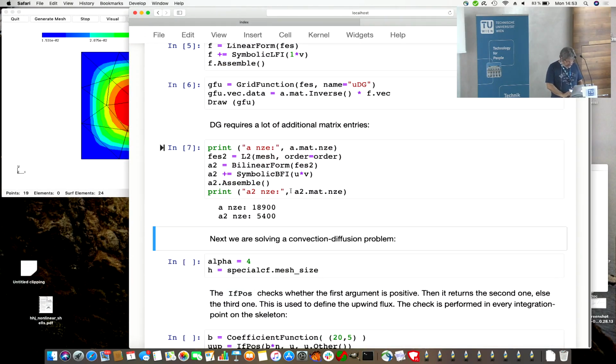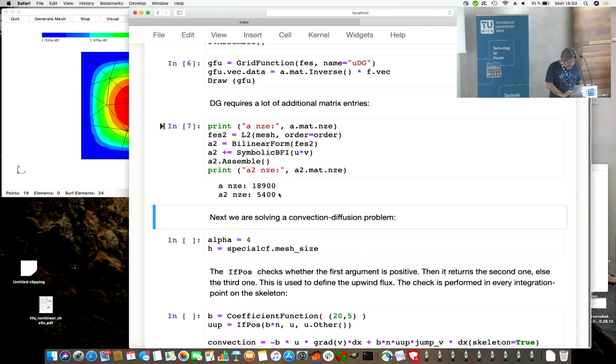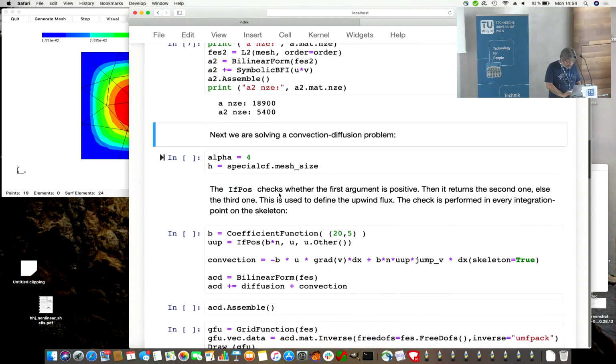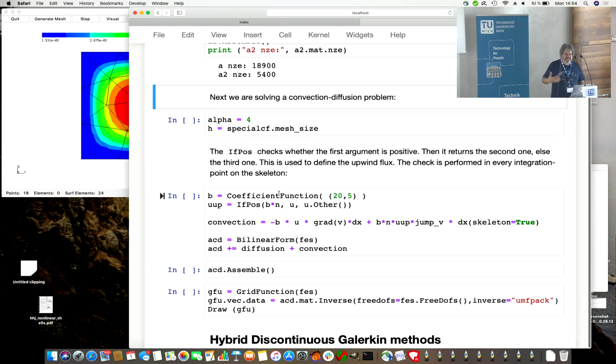Okay, but if you look at the number of non-zero entries in the DG matrix and you compare it to the number of matrix entries, if you have a simple L2 bilinear form, you see many more matrix entries. Okay, no advantage for the Poisson equation. But now we are going to solve a convection diffusion problem.